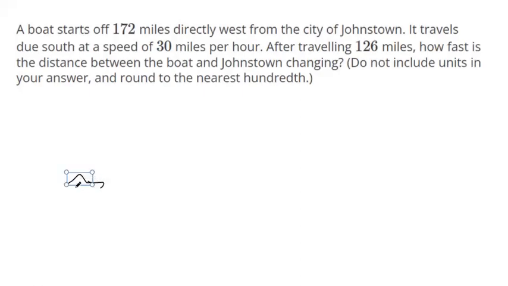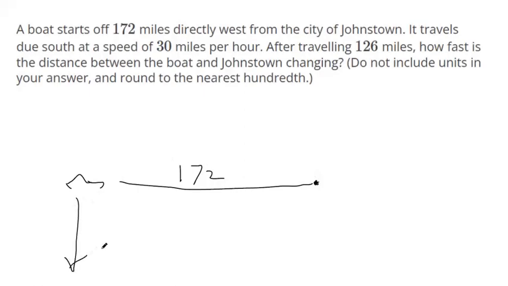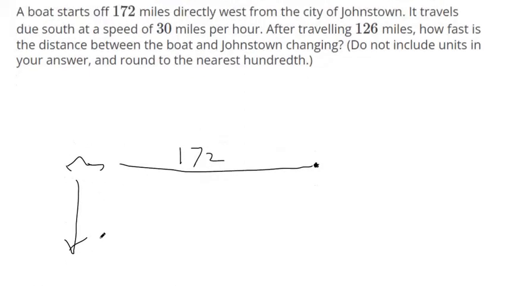I can't draw. That's my boat. This is the water. The boat starts off 172 miles directly west from Johnstown. It travels south at a speed of 30 miles per hour. After traveling 126 miles, how fast is the distance between the boat and Johnstown changing?